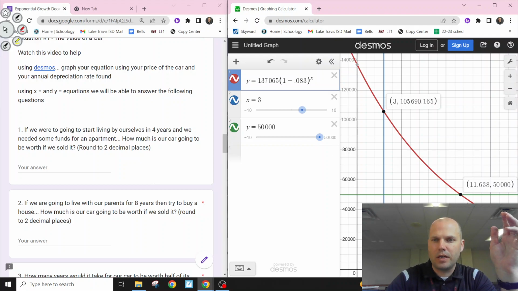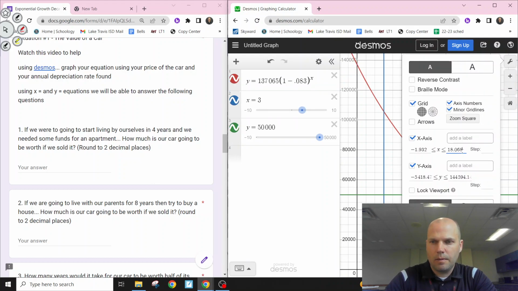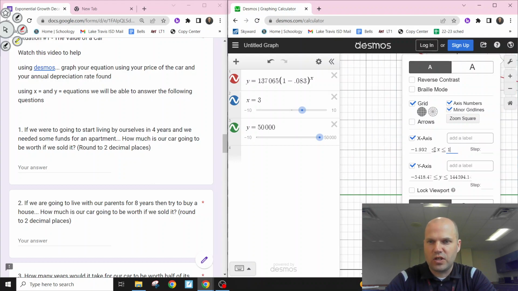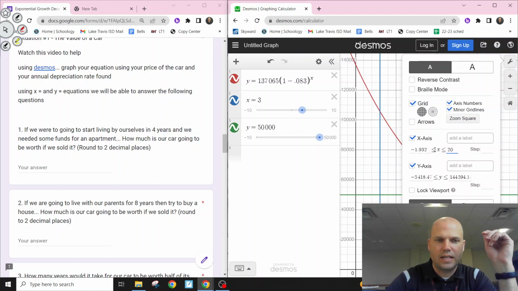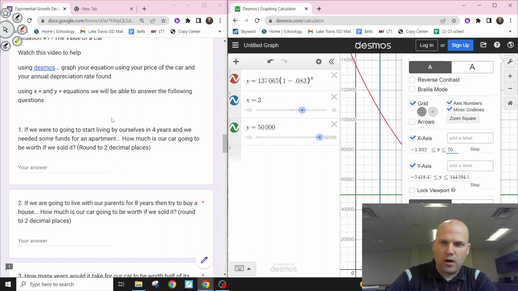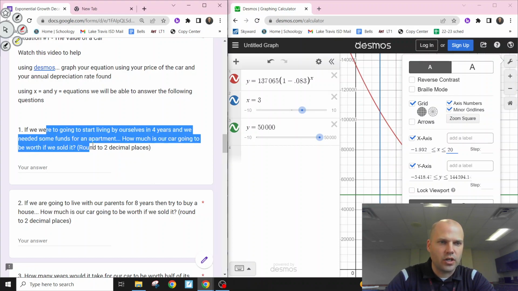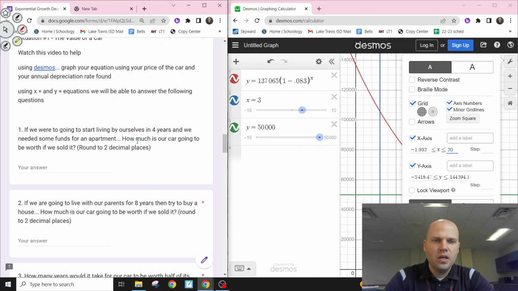It is up to you to figure out which ones to plug in and which ones to find. You may have to zoom in or zoom out. I might have to adjust my scale to go to 30 years, or maybe just 15 years. It's all up to you. You're going to have to answer the following questions. If you've had the car for 4 years and you need to sell it because we're going to start living by ourselves and need some funds for our apartment, how much is it going to be worth?